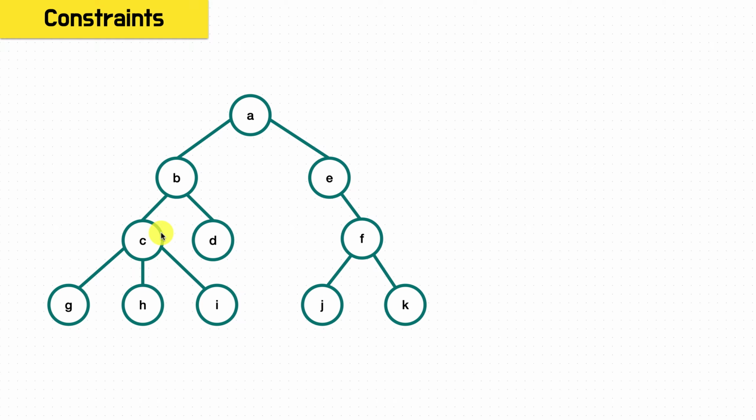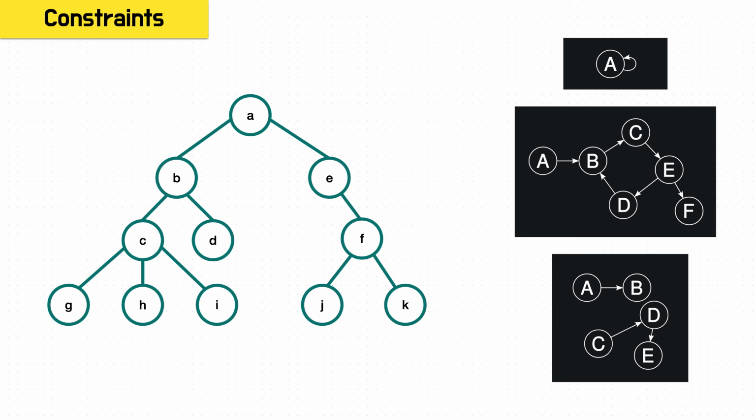Another constraint is that all the nodes in the graph must be connected. So we couldn't have items separate and then still consider them as part of the tree. And finally, a tree can have 0 or more nodes. So it can have any number of nodes to be a tree.